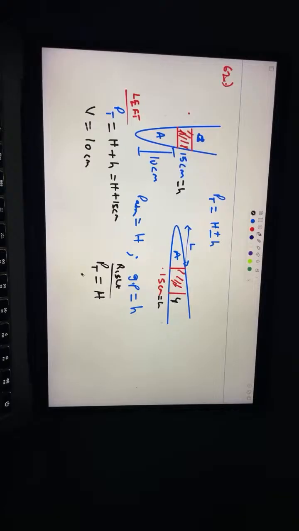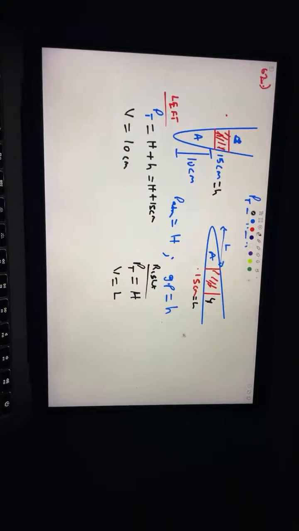So then our volume in this place is one of those things that we do not know. Now Boyle's law tells us that P1 V1 equals P2 V2. So the implication of that is that our P1 is H plus H, which is capital letter H plus 15, times the volume is 10. Then the P2 is this H, then the volume is the length of the air column that we don't have.